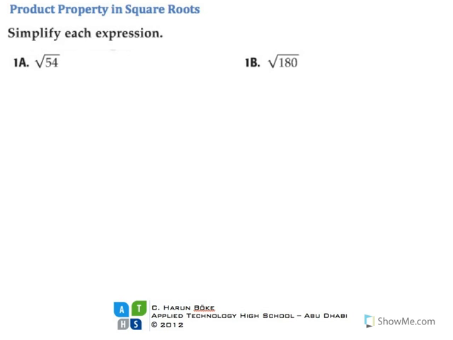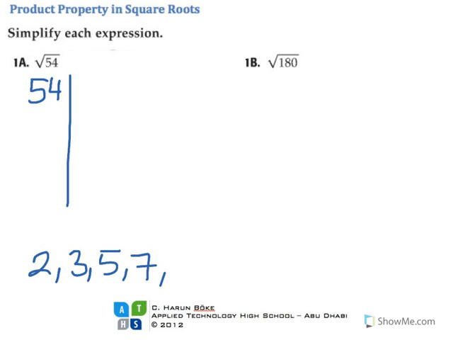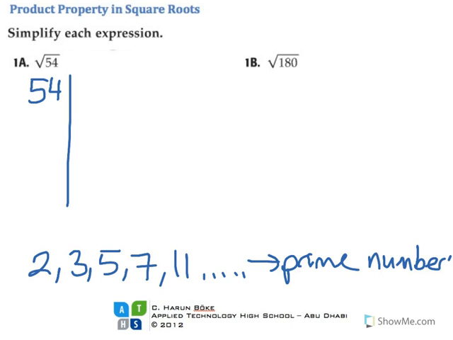So if you can't figure it out, you can go through prime factorization. Remember that we do the following. For 54 we start dividing by prime numbers. What were the prime numbers? 2, 3, 5, 7, 11. So it goes on like that. These are the prime numbers, and if we start dividing by these prime numbers, we do prime factorization.